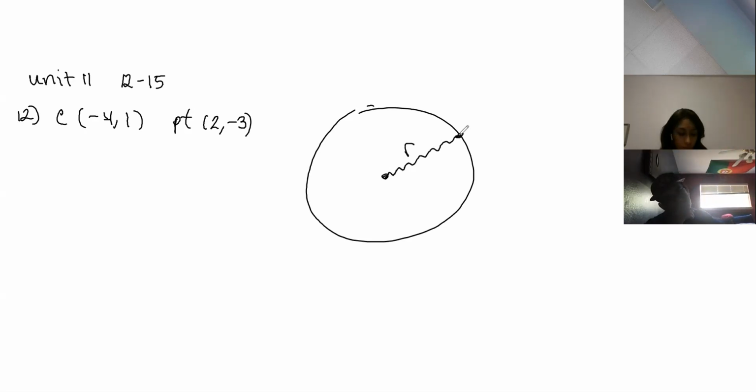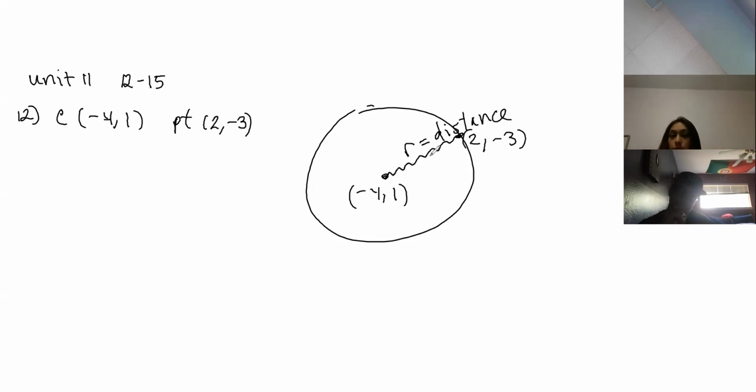The radius is the what between those 2 points? Would you agree it's the distance between those 2 points? Yeah. So if the center is (-4, 1), and the point is (2, -3), now they're not correctly plotted, but if that is my center and that is my point, do you agree the distance between would give me the radius? Yeah. Okay, so that's what we have to do.